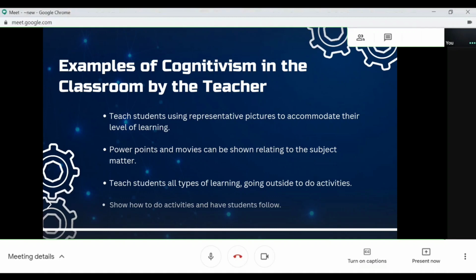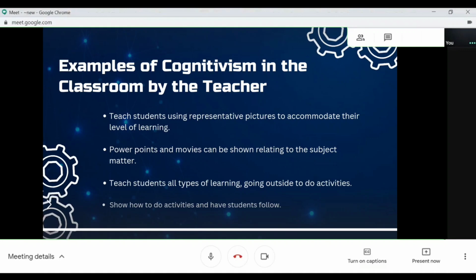The next example is PowerPoints and movies can be shown relating to the subject matter. And using PowerPoint or video presentation may encourage students and improve their achievement. It may enhance learning by providing a better understanding and comprehension of the subjects, as well as by providing different methods, ways, and techniques within the same slide.